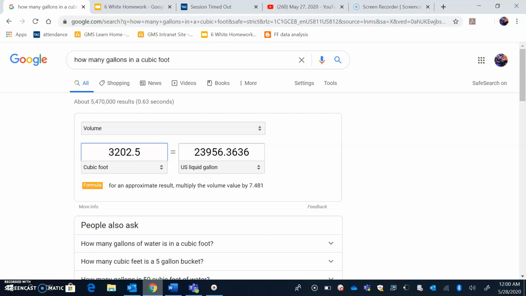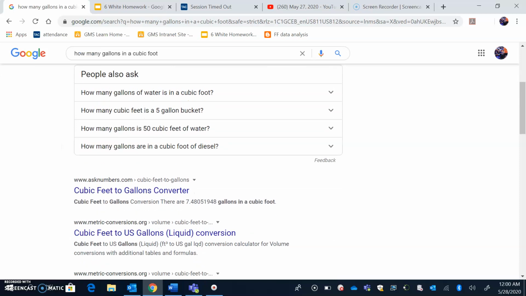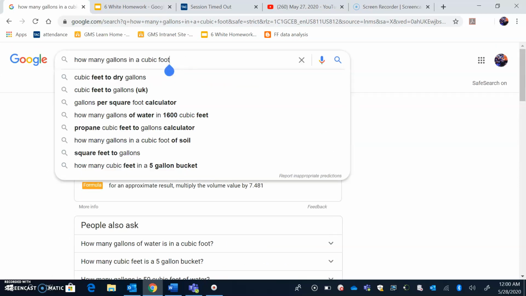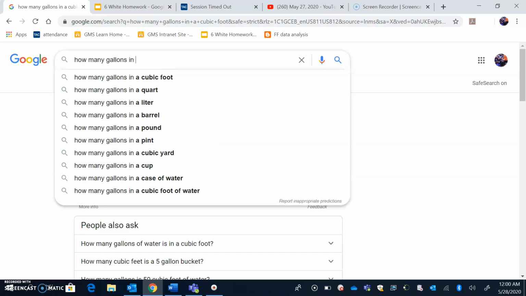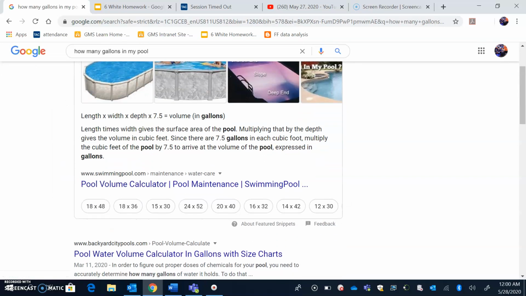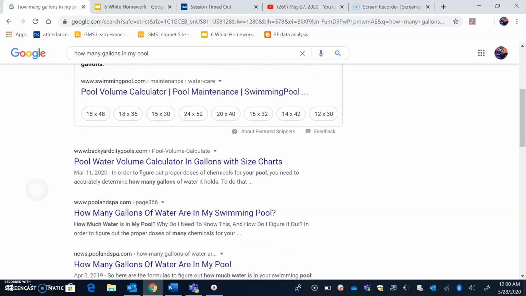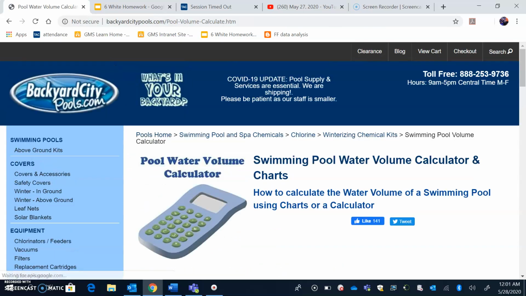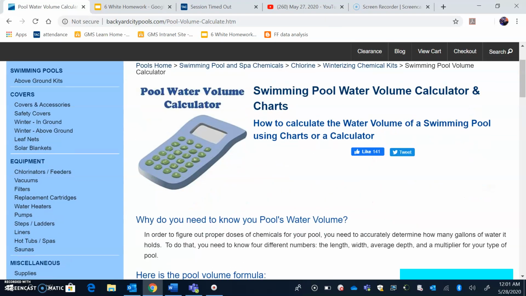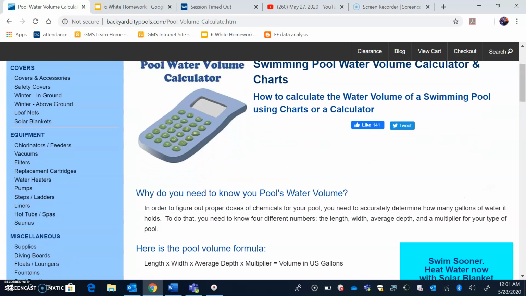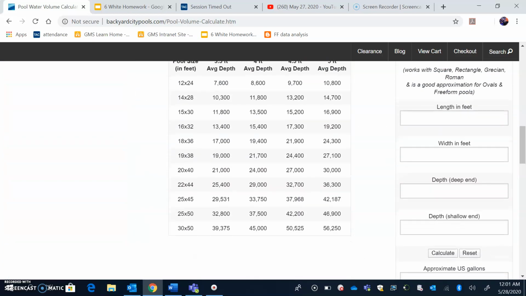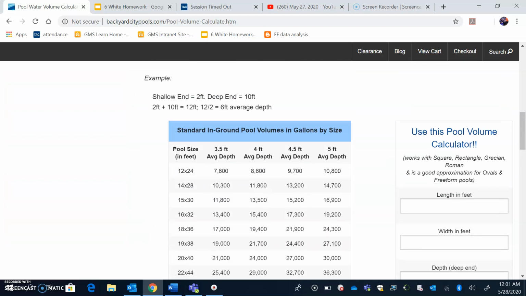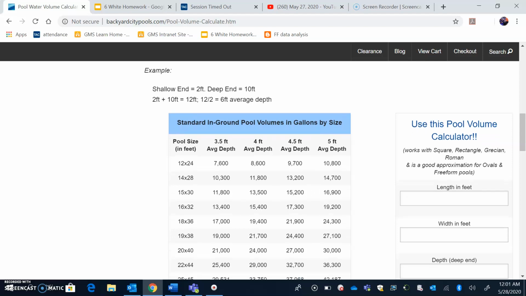So I could go back to what we had here. How many gallons in my pool? What I'll actually do here is find backyardcitypools.com, a pool water volume calculator. It says it works with square, rectangular, Grecian, Roman, and it's a good approximation for ovals and freeform pools. Okay, so let's see what happens here.